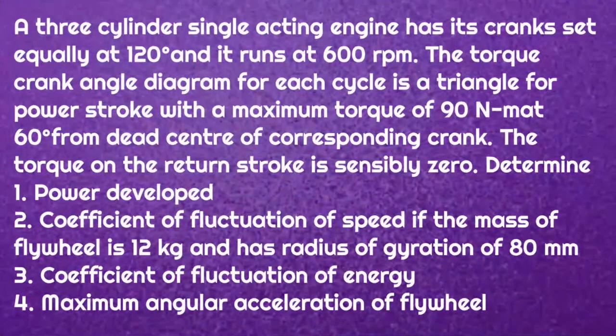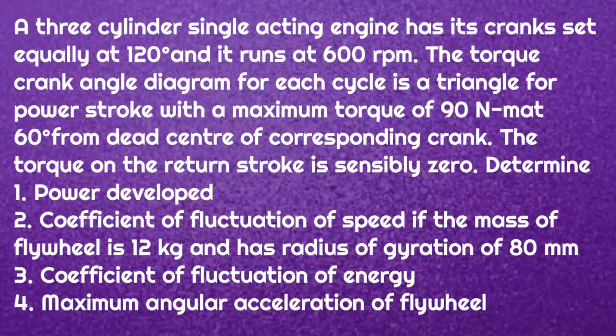Now first I will read the given problem. A 3-cylinder single acting engine has its cranks set equally at 120 degrees and it runs at 600 rpm. The torque crank angle diagram for each cycle is a triangle for a power stroke with a maximum torque of 90 Nm at 60 degrees from dead center of the corresponding crank. The torque on the return stroke is sensibly 0.